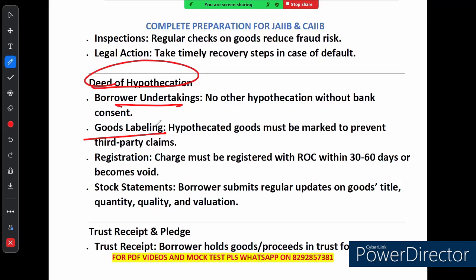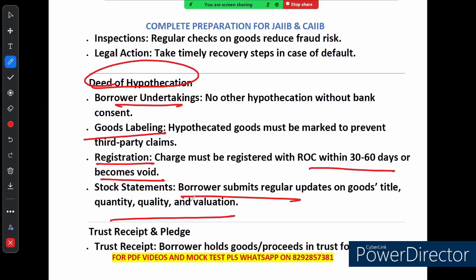Next is registration. The bank must register the charge with the ROC, Registrar of Companies, within 30 to 60 days. Otherwise the charge becomes void. Right, so the charge must be registered with the ROC within 30 to 60 days. This registration is very important. Next, the borrower also needs to submit a regular stock statement with details about the goods, like their quantity and value. Right. Now let's talk about the trust receipt and pledge.